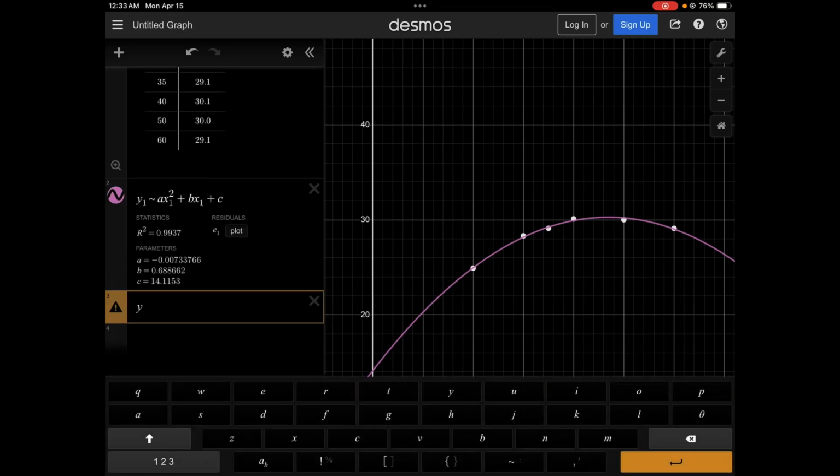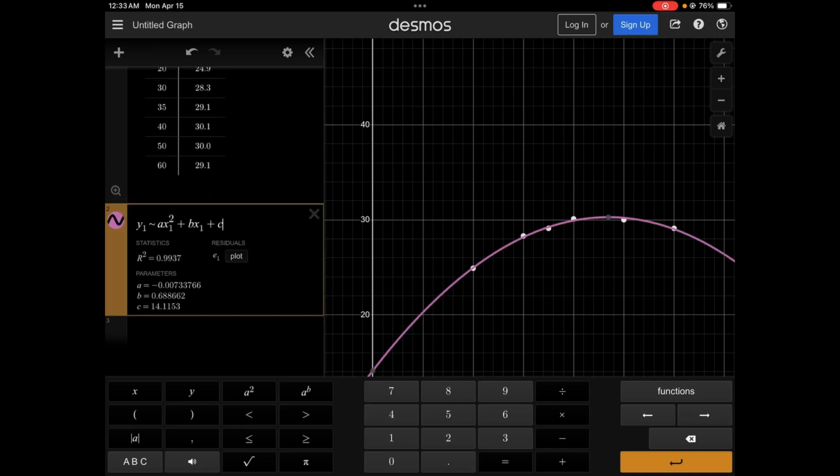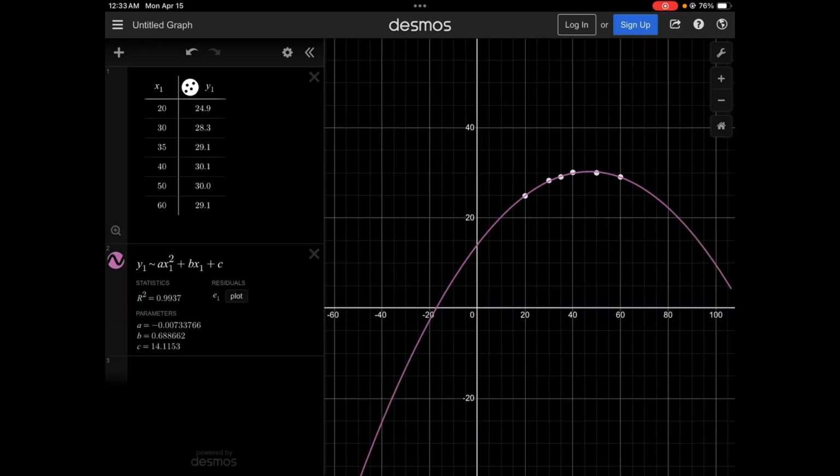Y equals, A is, I'm not going to try to write it because I would have to put this huge number, but what I can do is I will try to locate this x equals 65.